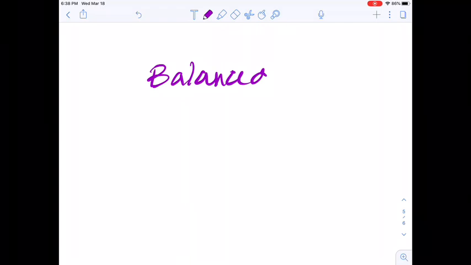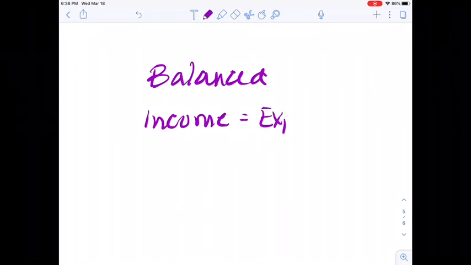So what are the important things that we learned today? A balanced budget means income equals expenses. If our expenses are too high, if our expenses are higher than our income, then we have to make choices to decrease our expenses so that our income and expenses are equal, and then our budget is balanced.